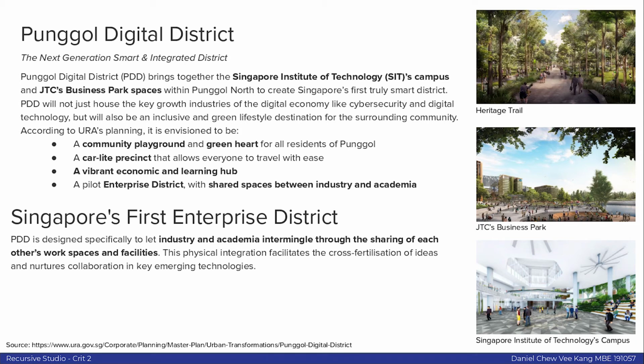According to URA's planning, it is envisioned to be a community playground and green hub for all residents of Punggol. It also aims to be a car light precinct that allows everyone to travel with ease. They also envision it to be a vibrant economic and learning hub, and lastly, as a pilot enterprise district with shared spaces between industry and academia.